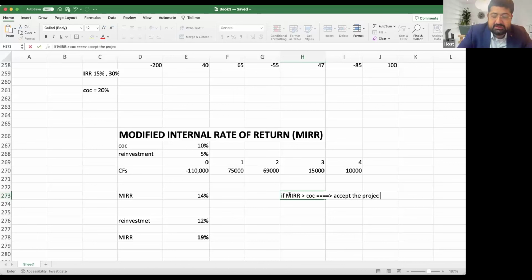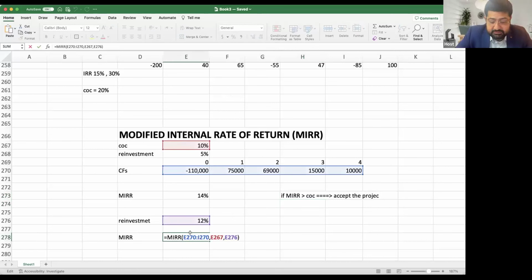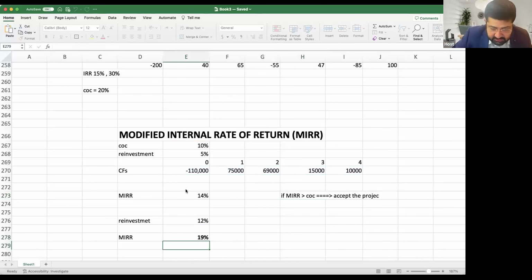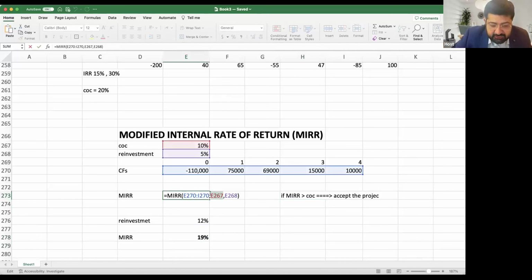Now, students, if the question is silent, sure. Here it is. All the cash flows, first this one. This is the cost of capital. Then it is the reinvestment rate.